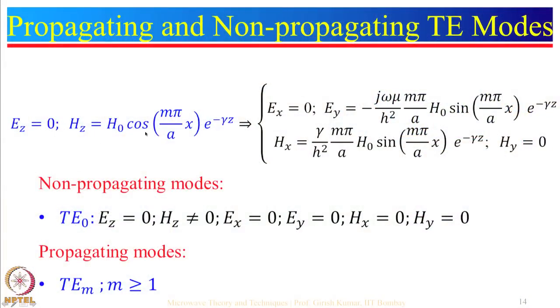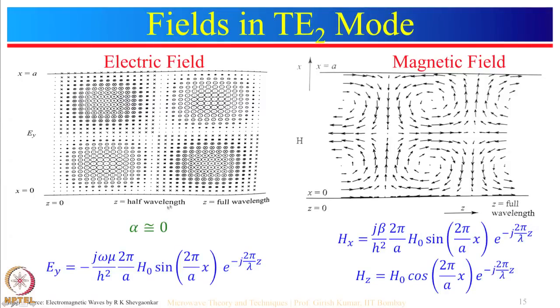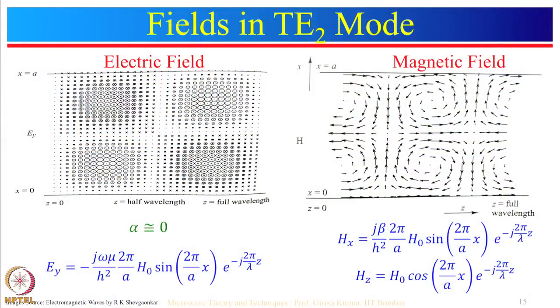Now, if we put m equal to 1 or greater than 1, then this Hz, Ey and Hx will not be 0. So, there will be wave propagation. So, the propagating modes in TE propagation are TE1, TE2, TE3, like this. Now, let us see how field varies in TE modes. So, let us take an example of TE2 mode. This is the electric field variation in TE2 mode. This is the magnetic field variation in TE2 mode. So, in the transverse electric mode, there is only one component of electric field, which is in y direction, and there are two components of magnetic fields, which are in x direction and z direction, Hx and Hz.